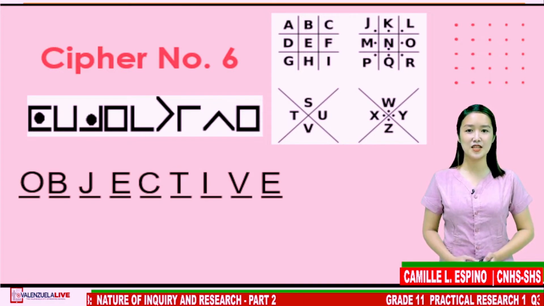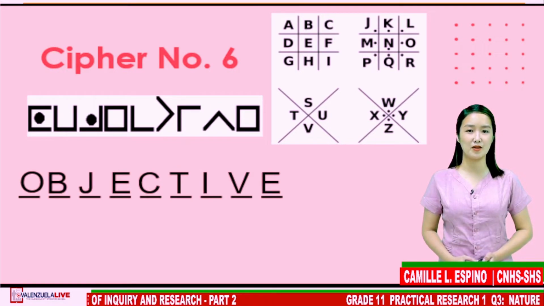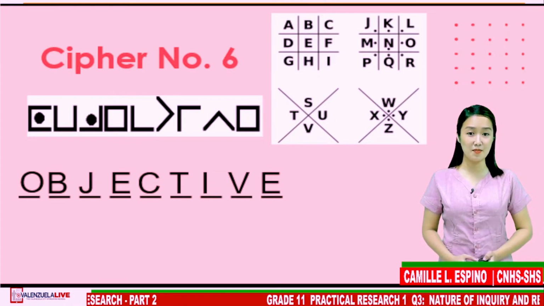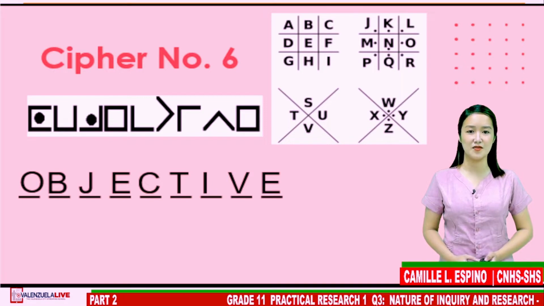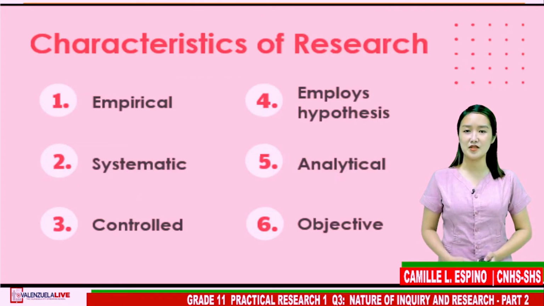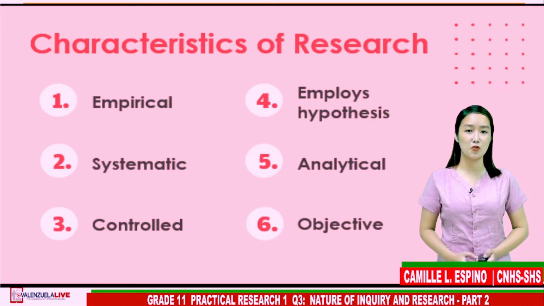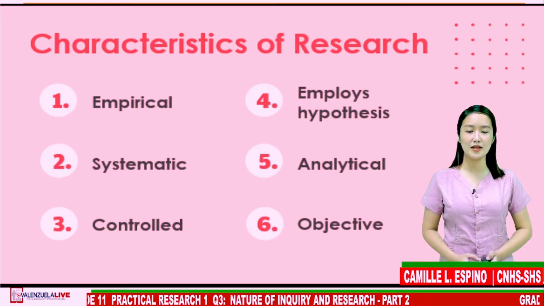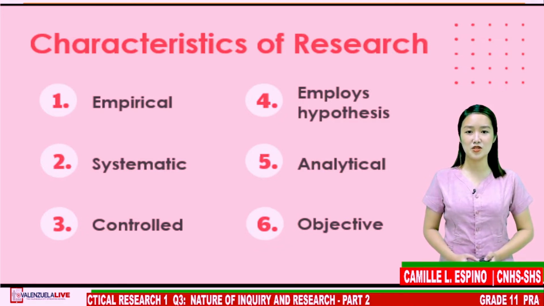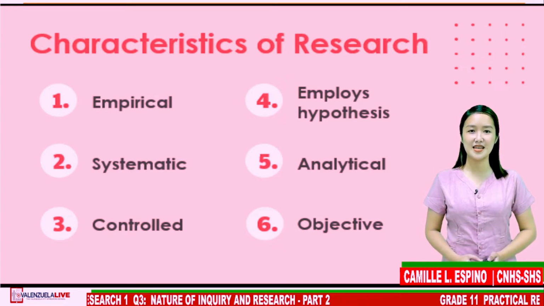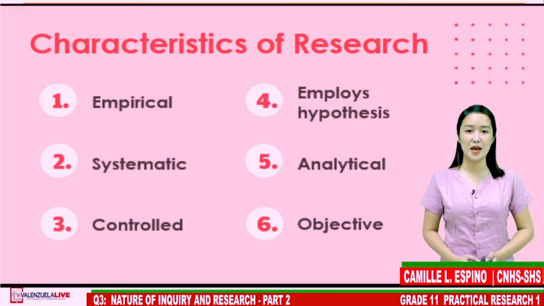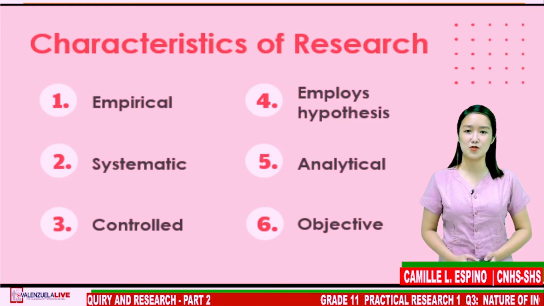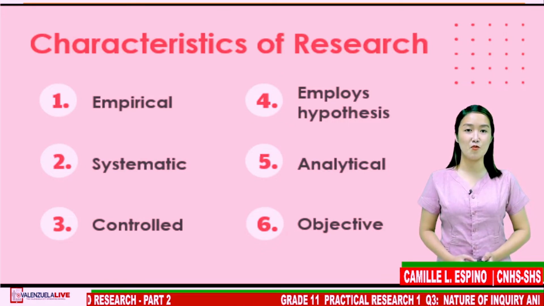So now, let us proceed to our lesson which is about the characteristics, processes, and ethics of research, and examples of research in areas of interest. Earlier in our activity, we have unlocked the following words which are the characteristics of research. Number 1, empirical. Number 2, systematic. Number 3, controlled. Number 4, employs hypothesis. Number 5, analytical. And number 6, objective. So let us discuss them one by one.